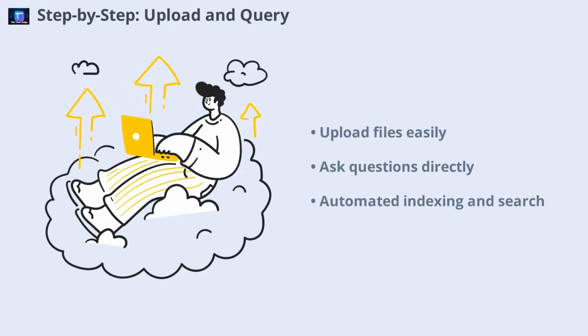The workflow is refreshingly simple. First, you upload your files to the file search store. Then, you ask your question using the generateContent API. The tool handles everything else: indexing, searching, and providing grounded answers. This step-by-step process is designed to save you time and reduce the technical barriers to using RAG in your applications.